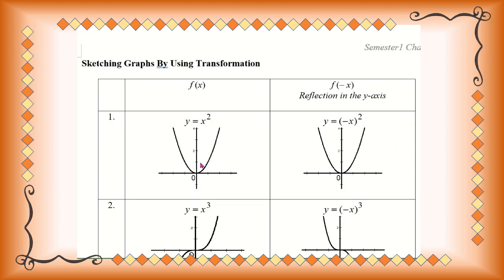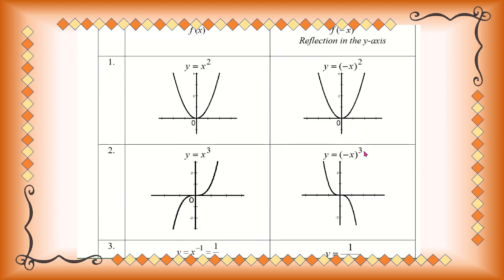Now we go to the second column. Now in case there is a negative in front of x, it means you need to do a reflection of the curve by using the y-axis. So for example, the quadratic function has a negative in front of x, so you need to do a reflection by using the y-axis.